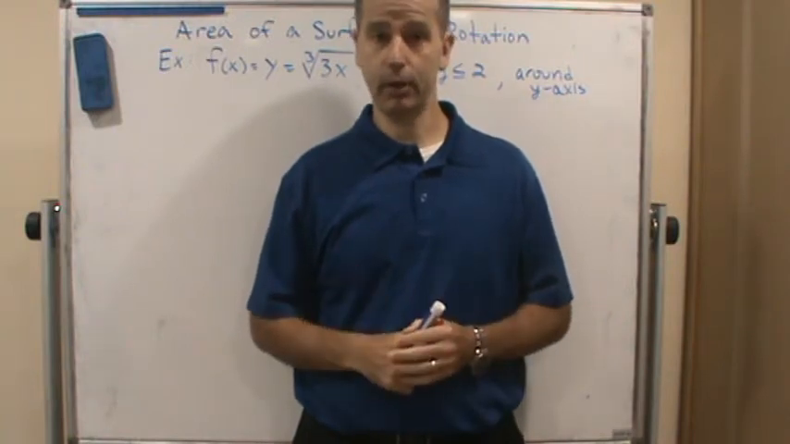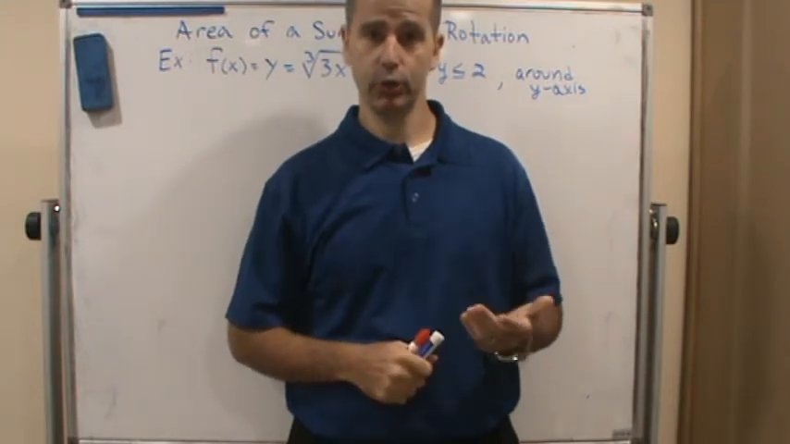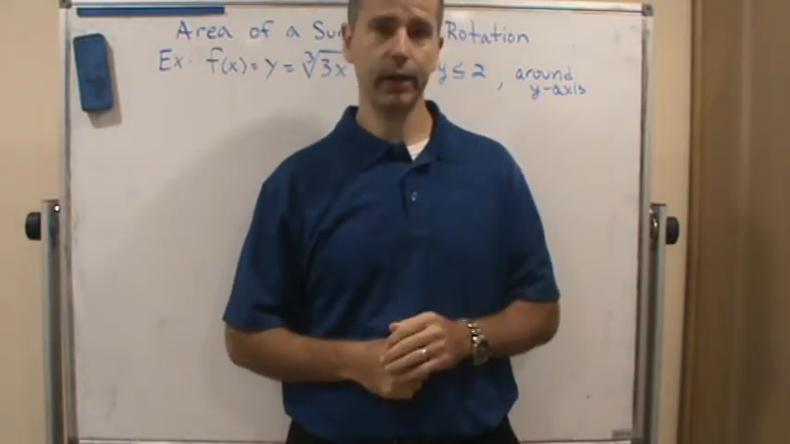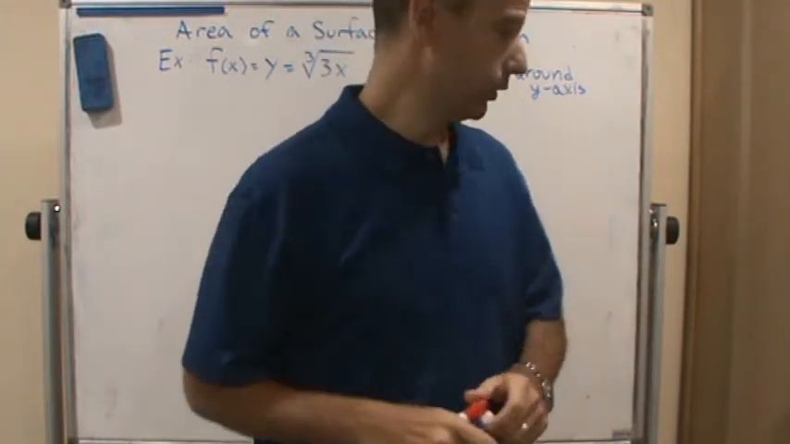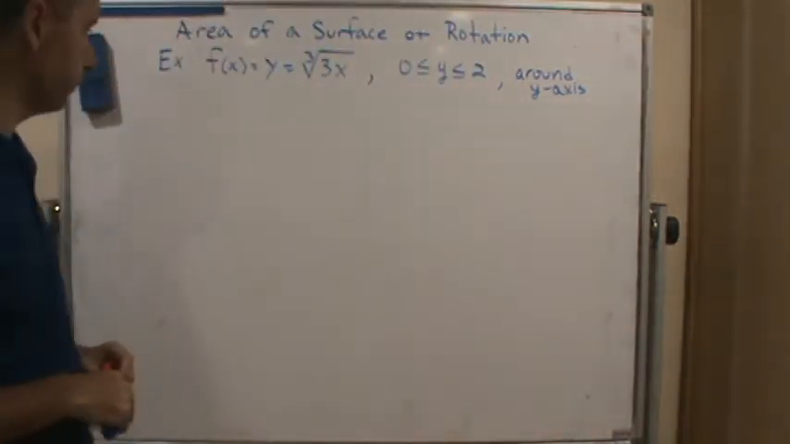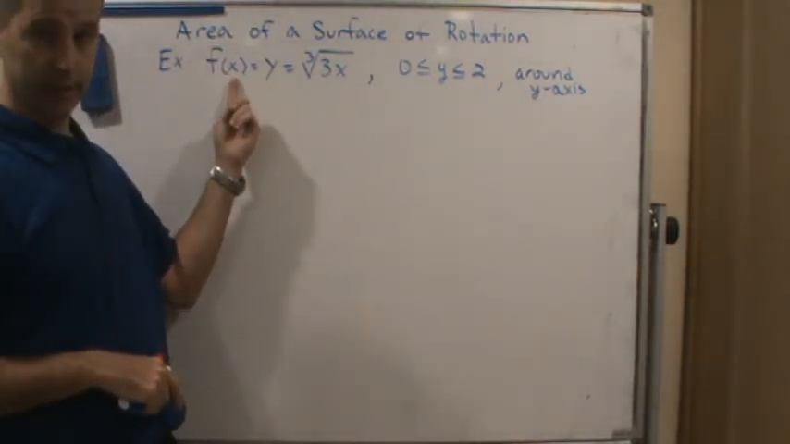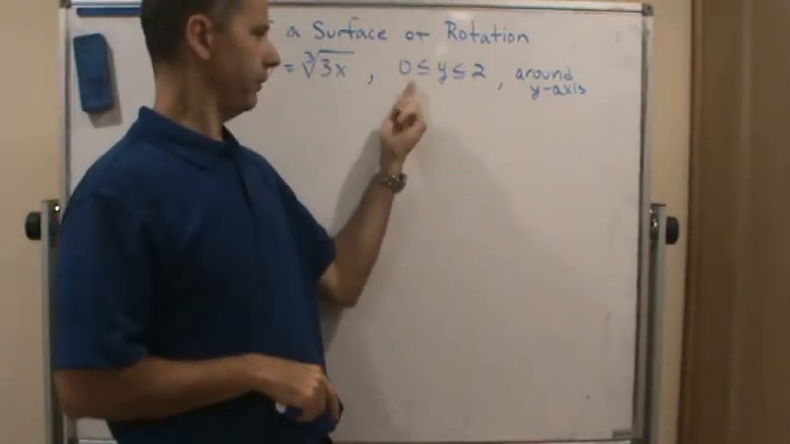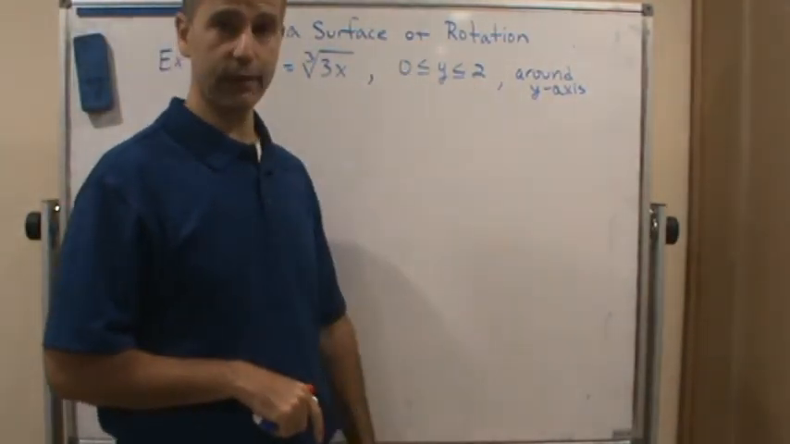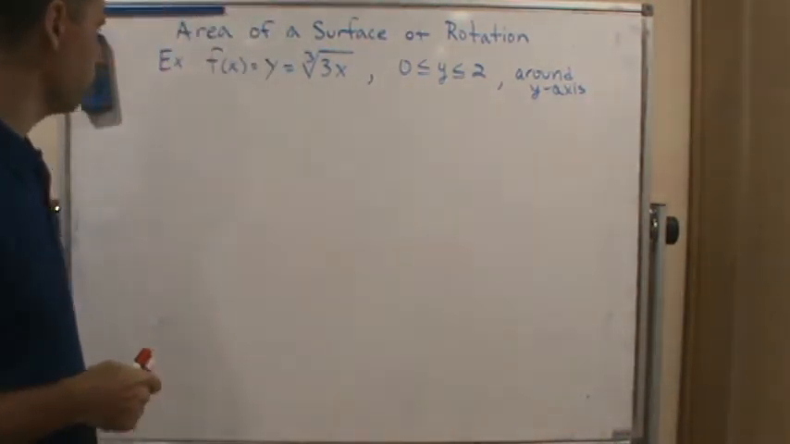Today we are going to do another example of finding the surface area of the area of revolution of a graph. And this time we're going to go around the y-axis. If you look at this example here, we have this function, but it's a function of x. We'll have to deal with that. And here's our interval for all y from 0 to 2, and we're going to find the surface area of the area of revolution around the y-axis.